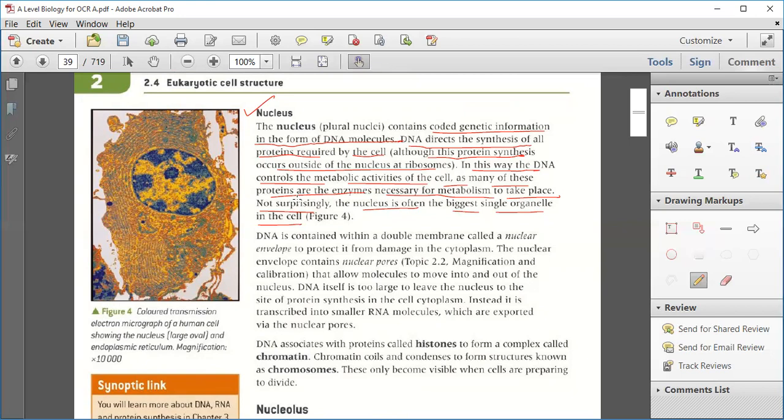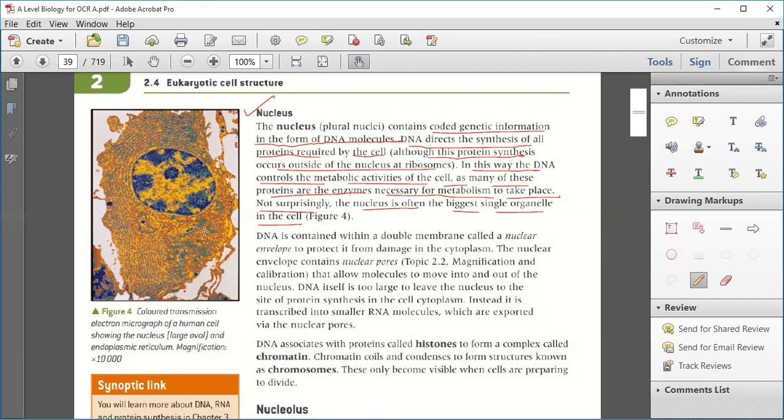Any doubt in this paragraph? The nucleus contains coded genetic information in the form of a DNA molecule, and DNA directs the synthesis of proteins required by the cell. Although this protein synthesis occurs outside the nucleus at the ribosome. So the ribosome is the site of protein synthesis. In this way, we can say that the DNA controls the metabolic activities of the cell, as many of these proteins are enzymes necessary for metabolism to take place. Got it clear? Yeah. Okay.